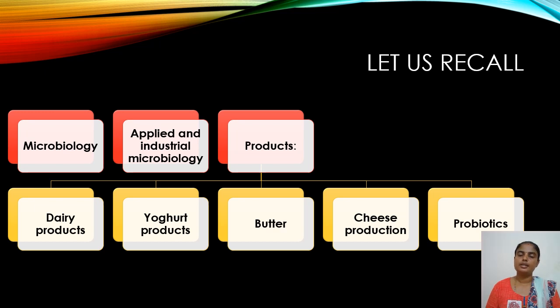The next product is butter. There are two types of butter, sweet cream butter and cultured butter. Sweet cream butter is produced from the fresh cream of milk, whereas cultured butter can be got after fermentation of milk with microbes.